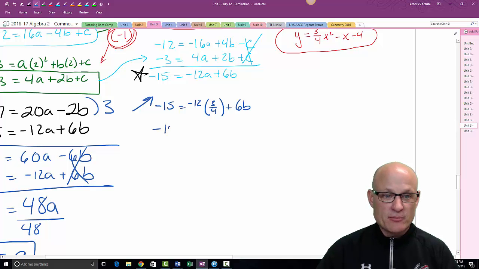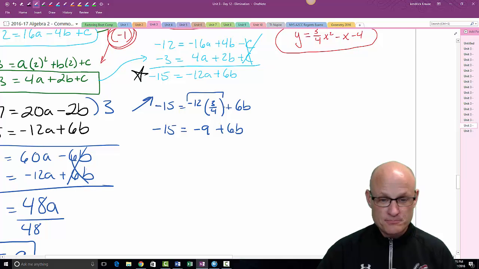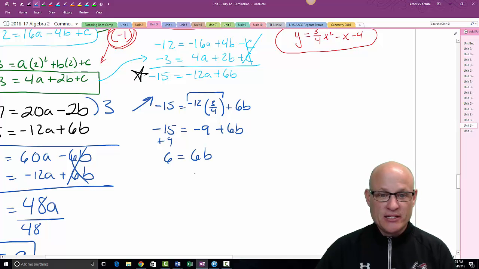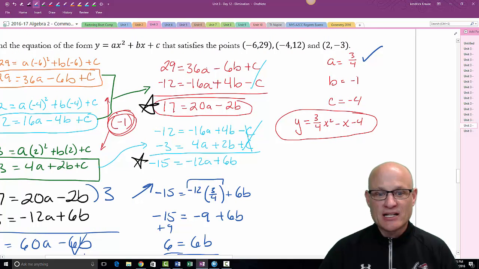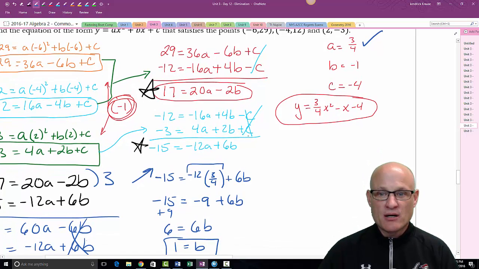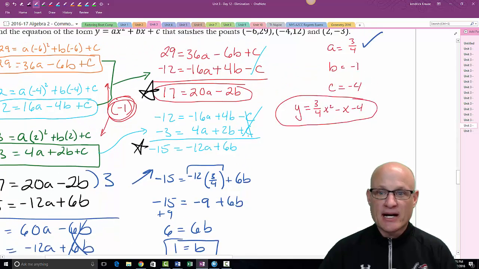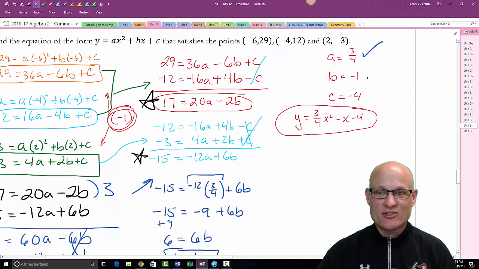Now, you may not know it, but negative 12 times 3/4 is negative 9 plus 6b. Now, this you just put in your calculator. Add 9 to both sides, and I get 6 is equal to 6b, so b equals 1. I hope that's what I have up here. Oh, I got a small problem. I only got negative 1. So what's going on here? I thought I had 1. I mean, I came up with 1, but I found out and I checked that it should be negative 1.